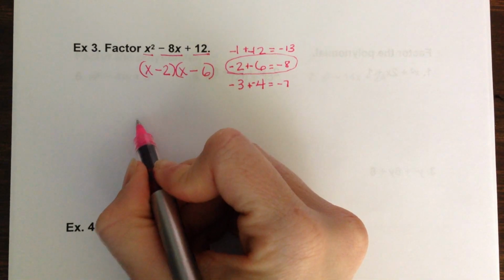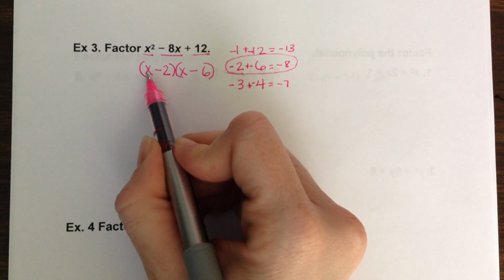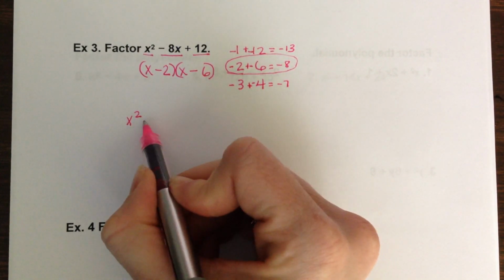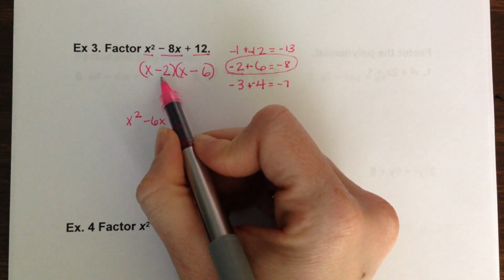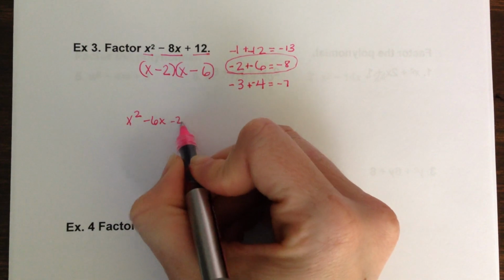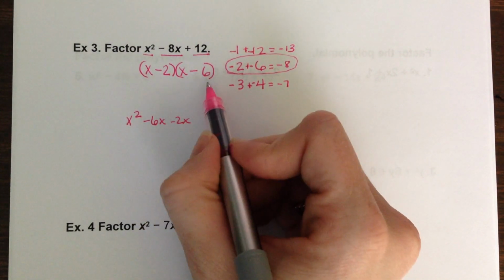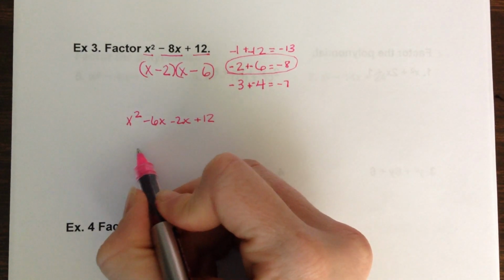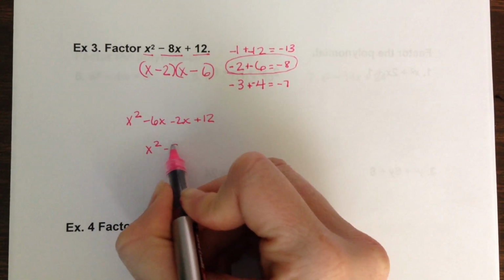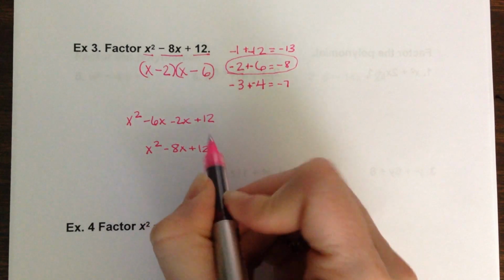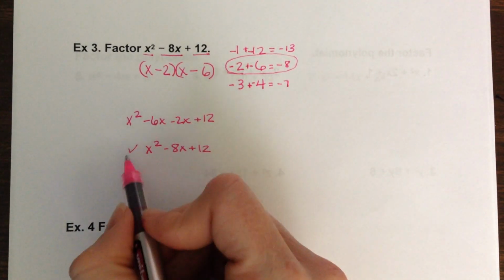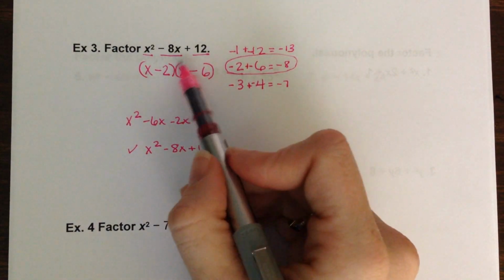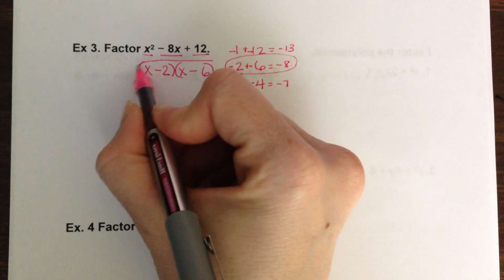So I could check that and think: if I multiplied x times x, I'd get x squared. x times a negative 6 would be a negative 6x. Negative 2 times x, negative 2x. And a negative 2 times a negative 6 would be a positive 12. So again, just self-checking. When I multiply them together, I see that I am right because it is x squared minus 8x plus 12. So here's my answer.